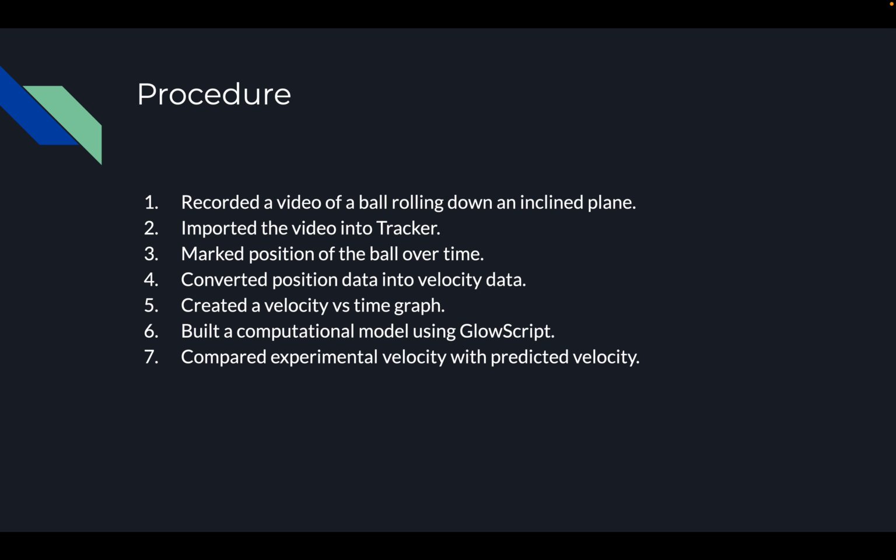Our procedure. Record a video of a ball rolling down an inclined plane. Import the video into Tracker. Mark the position of the ball over time. Convert position data into velocity data. Create a velocity versus time graph. Build a computational model using GlowScript. Compare experimental velocity with predicted velocity.